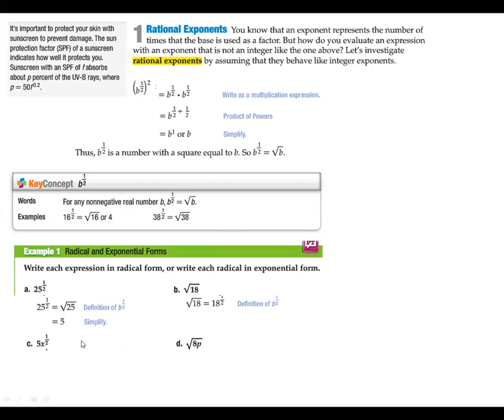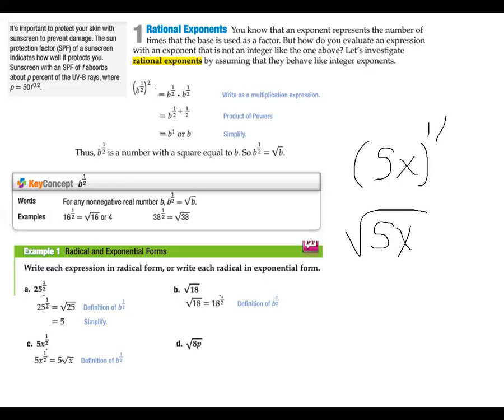How about 5x to the 1/2? Be careful with this one, because a lot of people would mistakenly write the answer as square root of 5x. But be careful. The 1/2 power is just on the x. If it was on the 5 and the x, it would be written like this, and that would be equal to the square root of 5x. But it's not written like this. It's written with that 1/2 just on the x, so you can convert that to the square root on just the x.